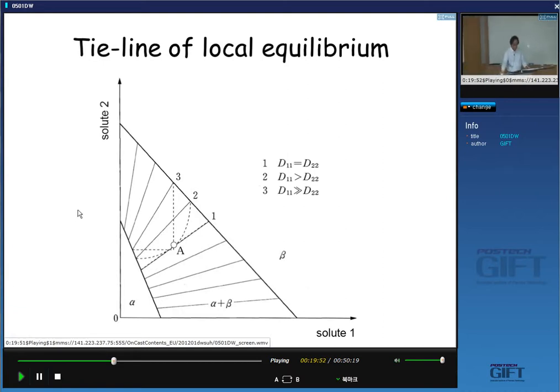So as I mentioned, determining the interface composition in parent phase and product phase is to determine which tie line will describe the interface composition, which is to determine which tie line will be the operating tie line. And as I mentioned, it strongly depends on the diffusivity of each solute element, in particular, the ratio of the diffusivity.